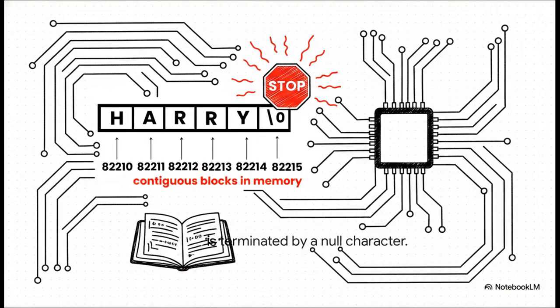Okay, let's really dive into this. By definition, a string is just a one-dimensional character array. But there's one absolutely crucial detail. It is always terminated by a null character, which we write as a backslash followed by a 0.